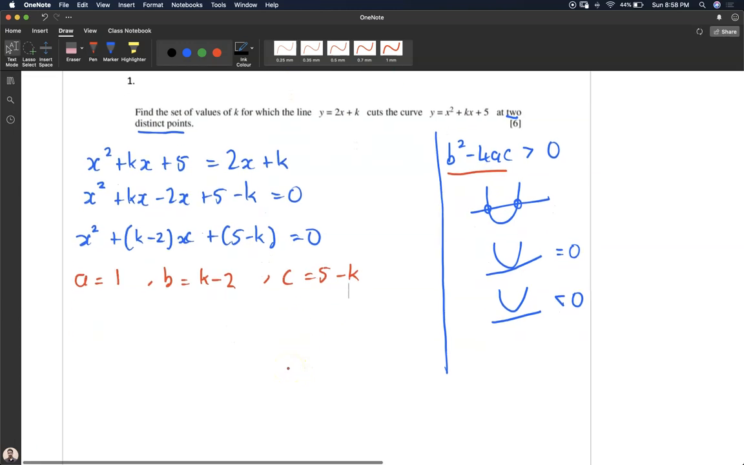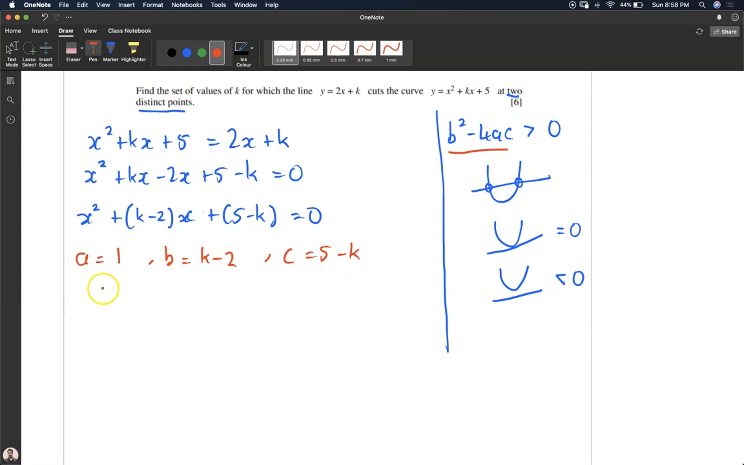Right, so let's get down to business. What we do now is substitute everything into this particular inequality. I'm going to end up with k minus 2 squared minus 4 times 5 minus k more than 0.